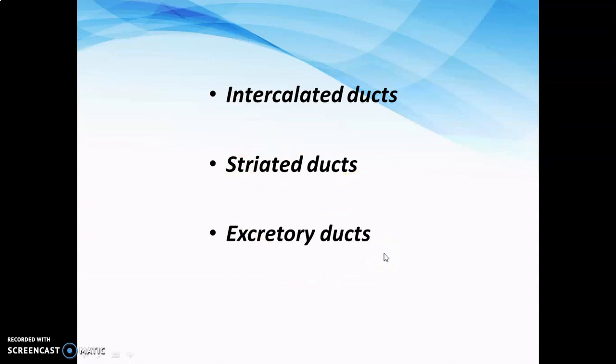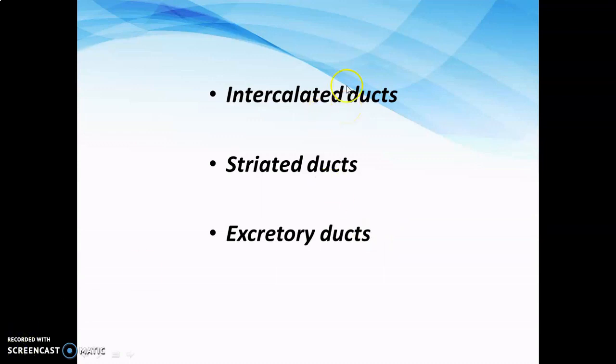Acini of salivary gland are arranged in lobes and lobules. Each lobule is surrounded by supporting connective tissue. These 3 ducts can be named even according to their location as intralobular and interlobular ducts. The intercalated duct and striated duct, which are located within the lobules, are known as intralobular ducts, and the excretory duct, which is situated in between the lobules, is known as the interlobular duct.